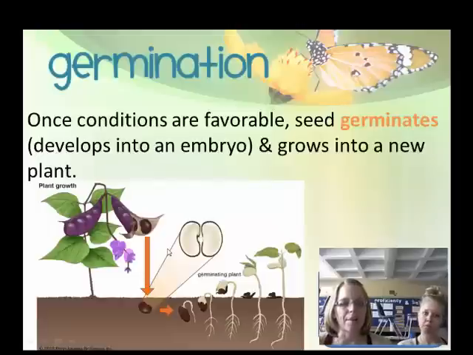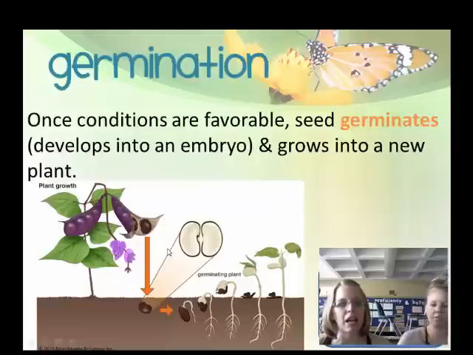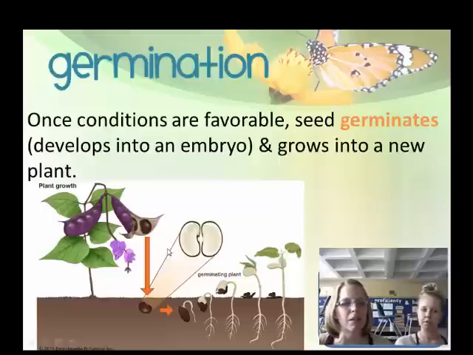Okay, after the seed has landed in the ground somehow, there's this thing called germination, and that's when the seed actually develops into a little bitty embryo and actually grows a new plant. So you've probably done this in elementary school. You probably planted some beans in a little cup of soil, and you've probably seen a little bean sprout grow. So that's germination, that process there. So that's kind of the last step to have a brand new plant.